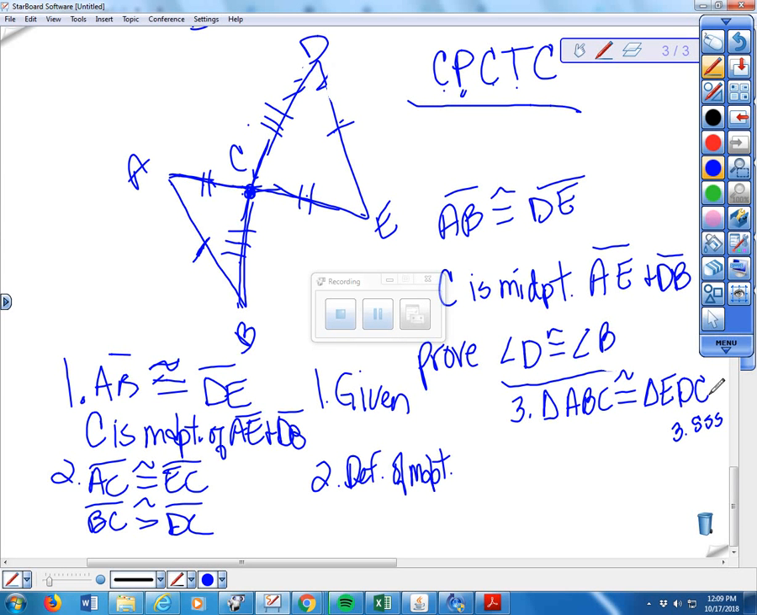Now, I can prove that D and B are congruent because, look, B is the second letter, D is the second letter. So now I can say angle D is congruent to angle B, and my reason is corresponding parts of congruent triangles are congruent. Now that I've proven these two triangles are congruent, all the corresponding parts are congruent. And B and D are corresponding in that triangle. Okay, so just an example of how you do a two-column proof using side, side, side, or side, angle, side.